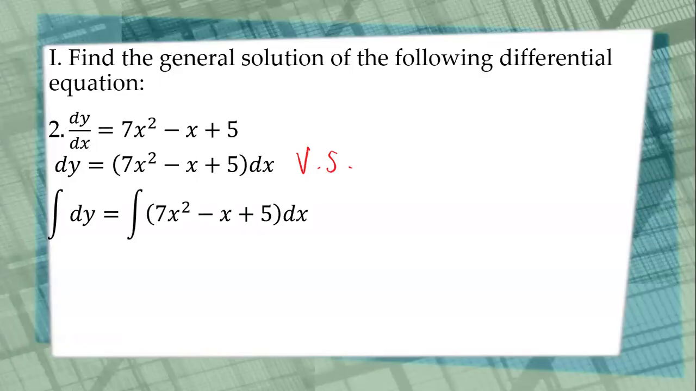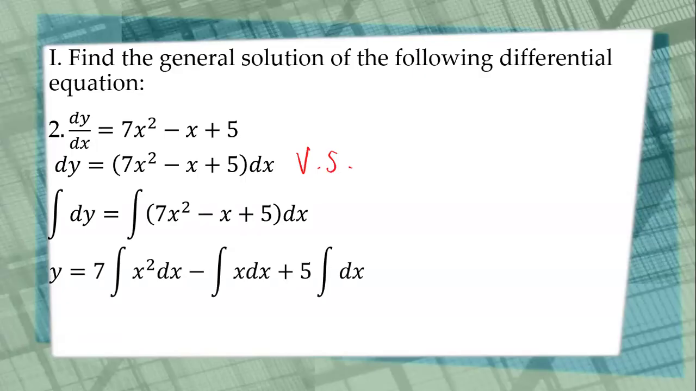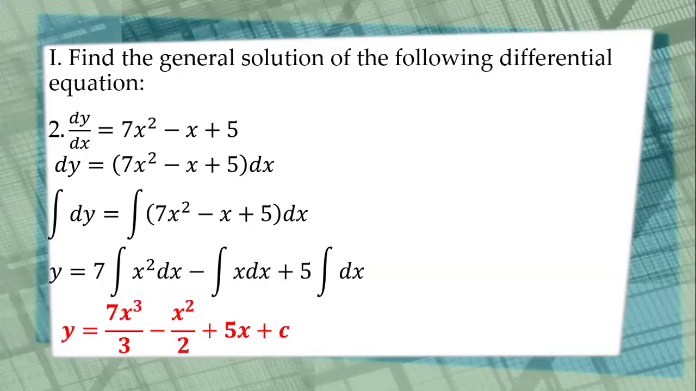Next, we answer the integral of dy. Of course, obviously it's y. And then we use the constant multiple theorem by distributing dx. Any question? Then we apply the power rule, one of the basic integration rules. So that's 2 plus 1, 2 plus 1, and 1 plus 1 over 1 plus 1. And here, of course, it becomes a 5x, right? So if you follow that basic integration formula, you will arrive at the correct answer, which is y is equal to 7x cubed over 3 minus x squared over 2 plus 5x plus c.